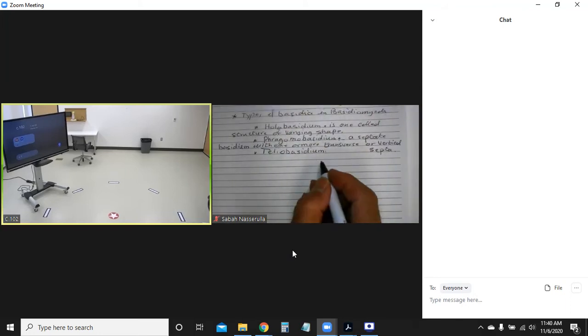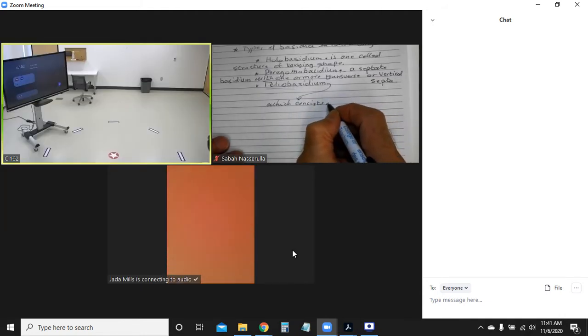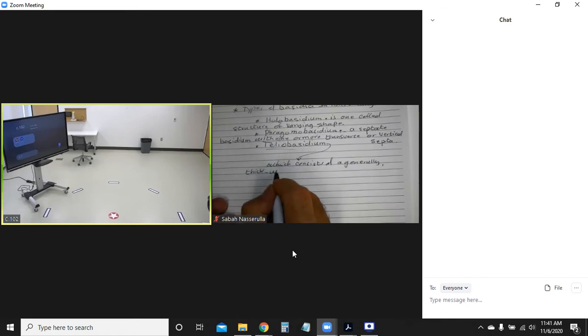Then we go to the last one here, the Tiliomyces. I'm going to discuss it and write the note here. It consists generally of a thick-walled resting spore, and a germ tube.